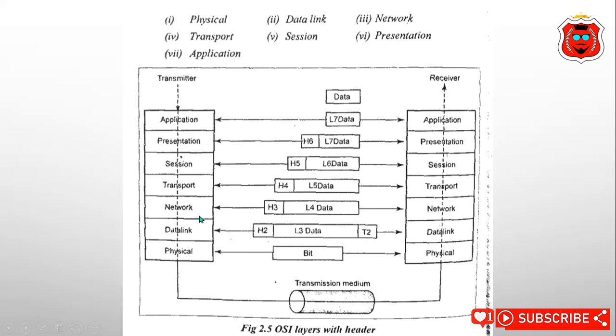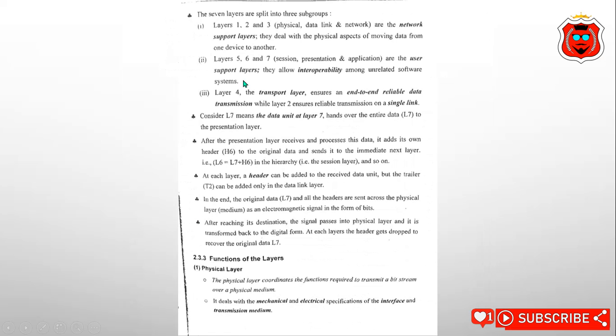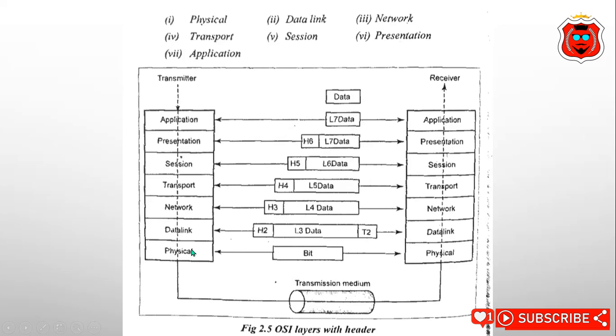These 7 layers contain 3 parts. Layers 1, 2, 3 are network support layers. Layers 5, 6, 7 are user support layers. Layer 4 is end-to-end reliable data transmission. See this, layers 1, 2, 3 are physical, data link, network. These 3 are network support layers. And session layer, presentation layer, application layer are layers 5, 6, 7. These are user support layers. And the fourth one is transport, end-to-end reliable data transmission.